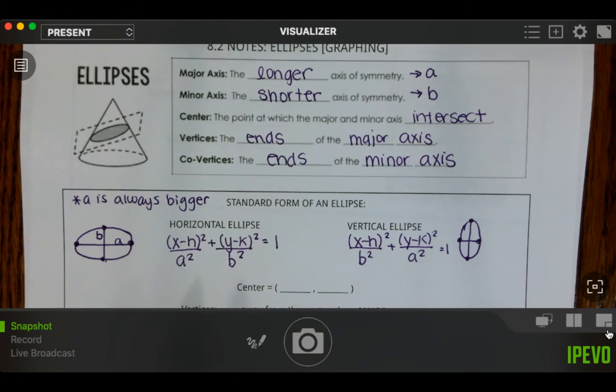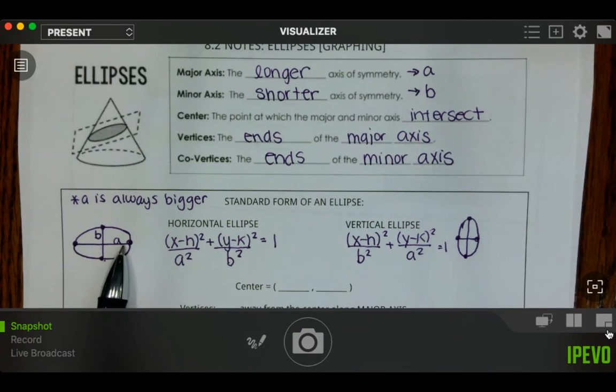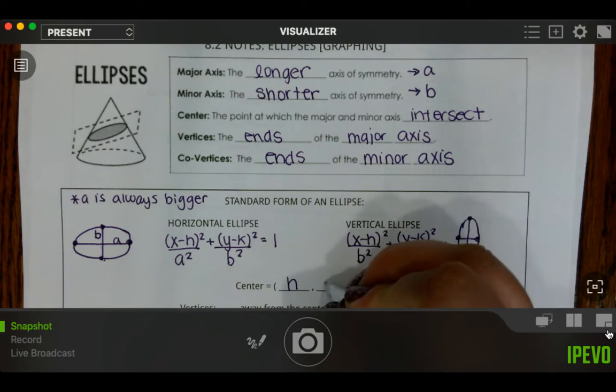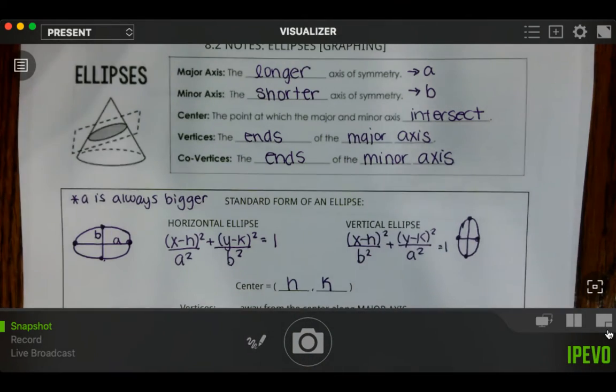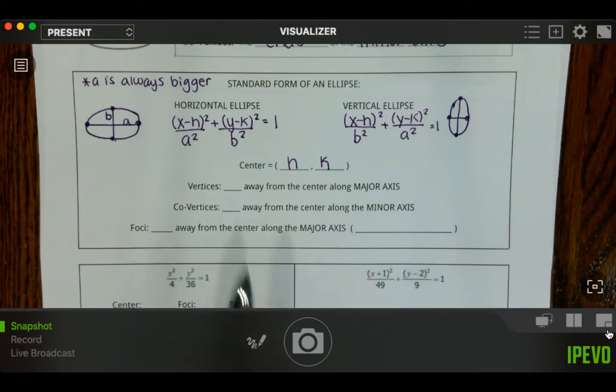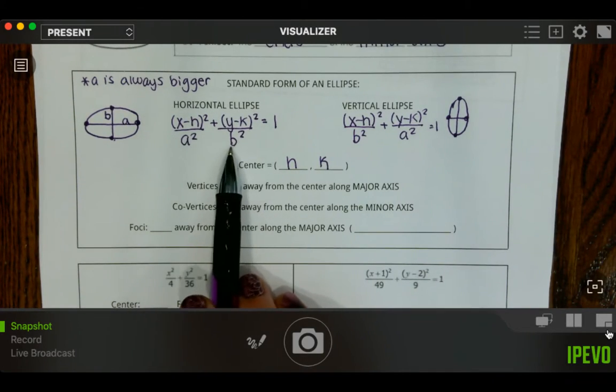So X gets the bigger number underneath if X is longer. Y gets the bigger one underneath if Y is longer. It's really not that complicated. It's more complicated if you try and keep track of the letters, honestly. And the center is just (h, k), kind of like it was, again, when we did circles. It's kind of the same structure, you just have a little bit of fractions now.